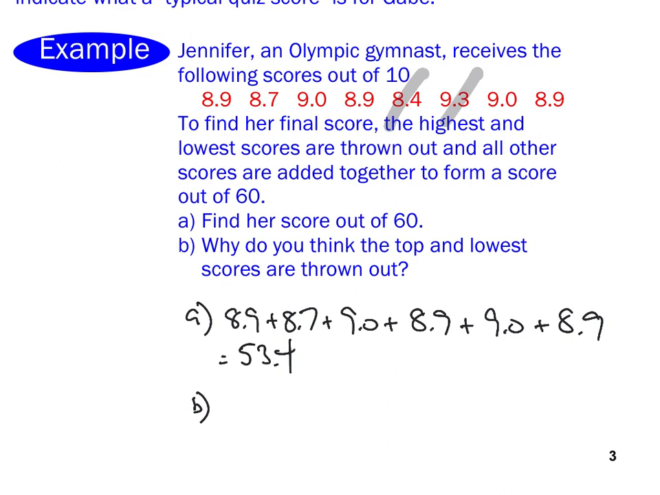Why do you think the top and the lowest scores are thrown out? Well, it just goes to what I was mentioning prior to starting the question. It's just fairness, basically to avoid bias. If you have 8 judges, even if they're not from the same country as the people that are participating, they may be biased towards a particular participant or athlete. So if you throw out the highest and the lowest score, you're just trying to make sure the scores are more fair.